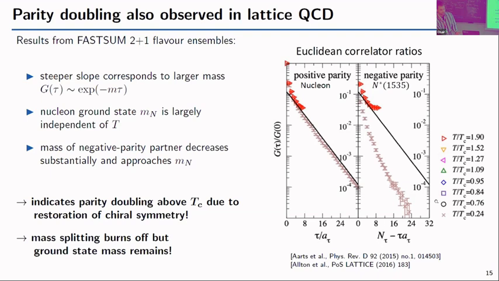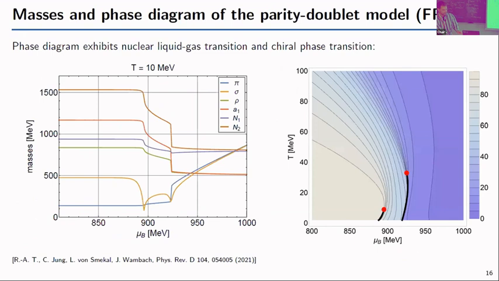But if you increase the temperature here at 1.9 TC, you see that the red points look very much alike. So here the mass becomes very similar, which means that the mass splitting burns off at high temperatures, but the ground state mass basically remains. So this does not come from chiral symmetry breaking, but from some other QCD effect like the gluon condensate probably. Okay, so these results very nicely indicate that we have this parity doubling above TC due to the restoration of chiral symmetry. So we did this with the FRG.